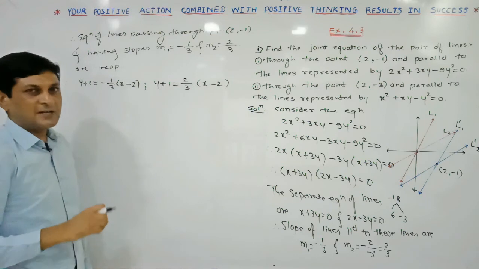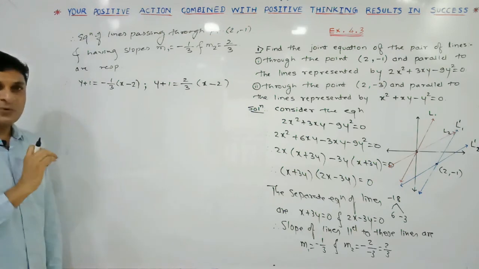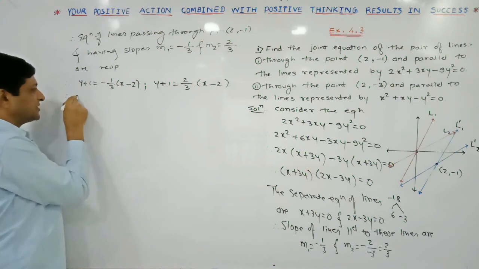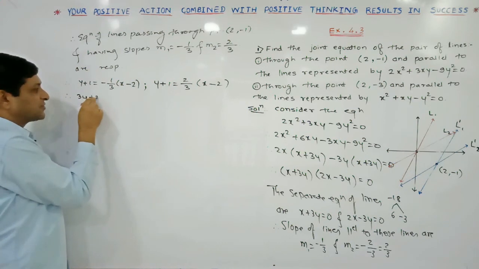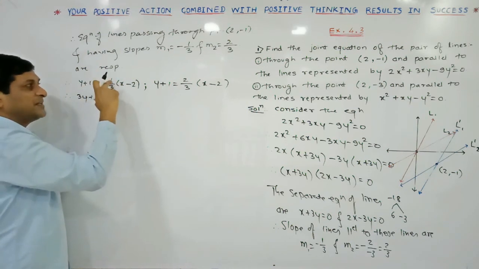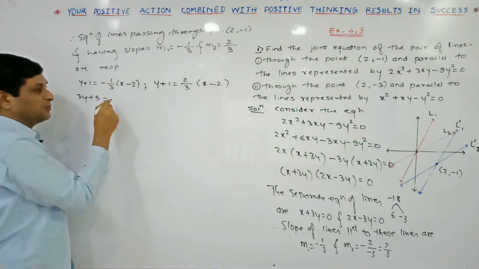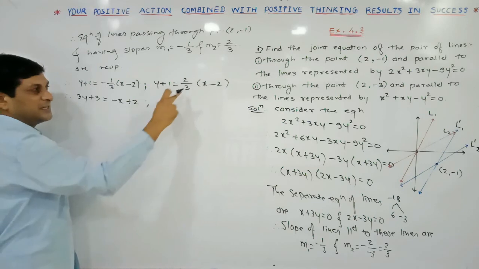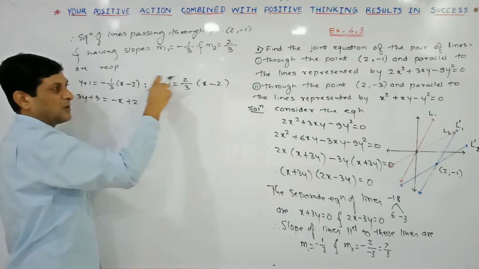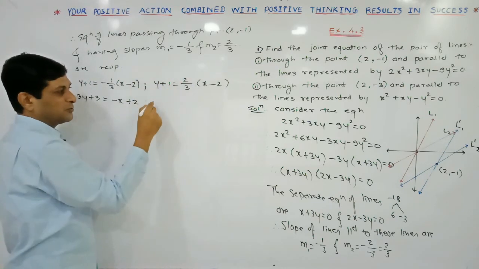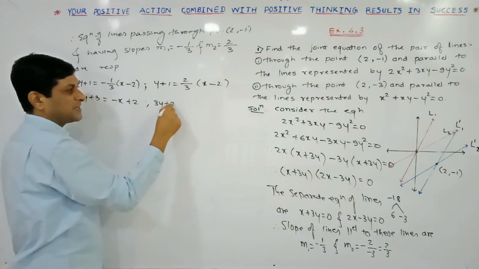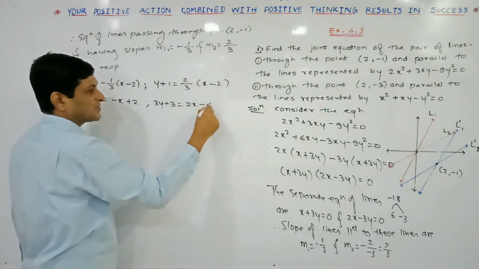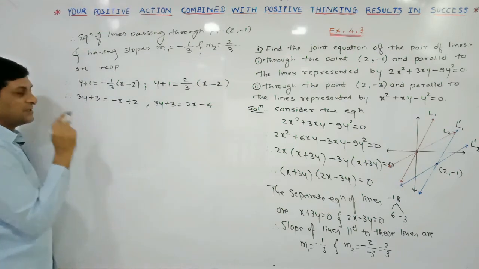Once the equations are known to us, just simplify them and try to convert them into the general form. So 3 will get multiplied on this side, so 3y plus 3. On this side, multiply minus 1 to both the terms in this bracket, minus x plus 2. Here also we are multiplying by 3 on this side, so multiply 3 to both the terms, 3y plus 3, and multiply by 2 to both the terms in this bracket, 2x minus 4. So write down this equation in the standard form.